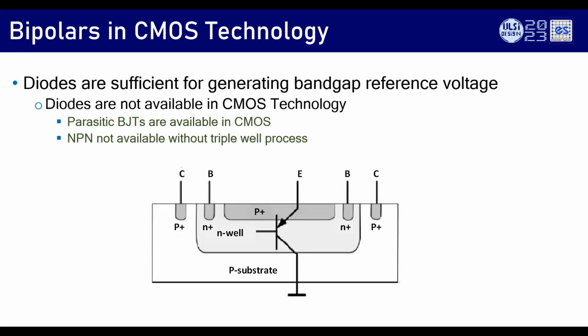Okay. So now let's move on and say that, look, we can design a bandgap using BJTs. We can design using NPN. So why don't we stop there? What are we even doing it? It works.